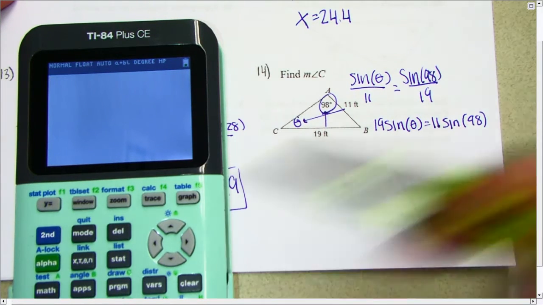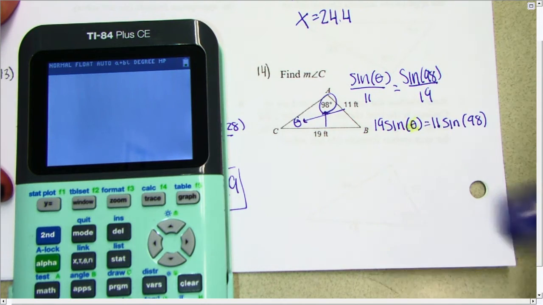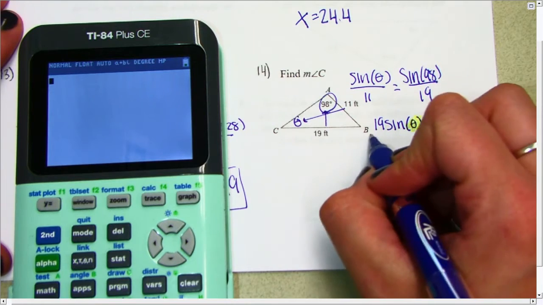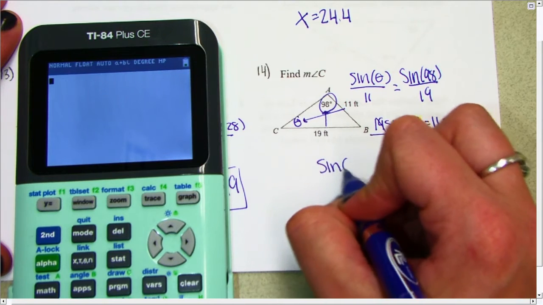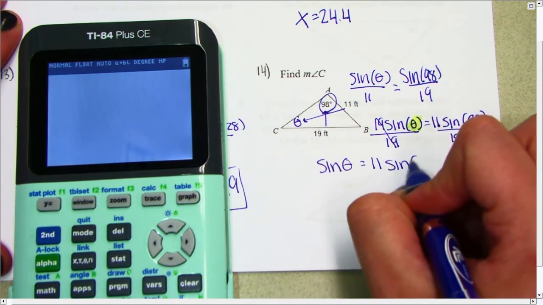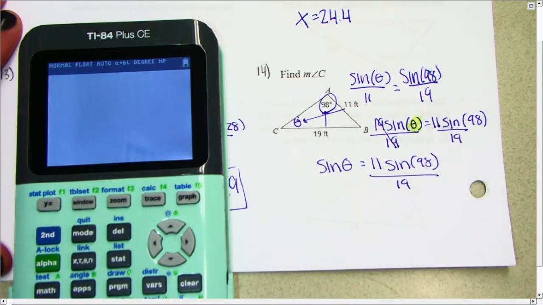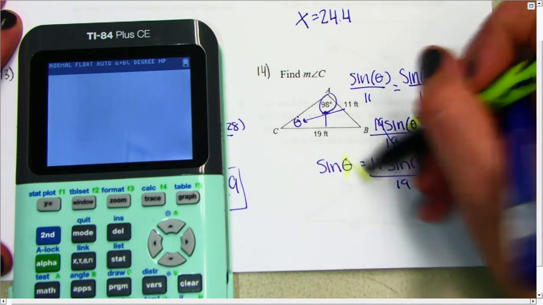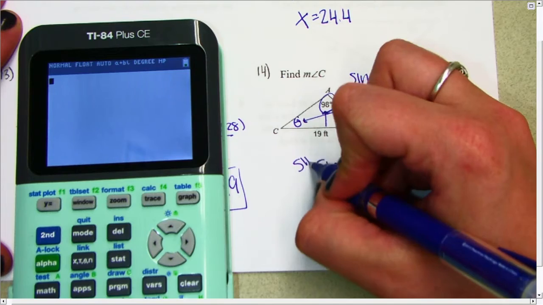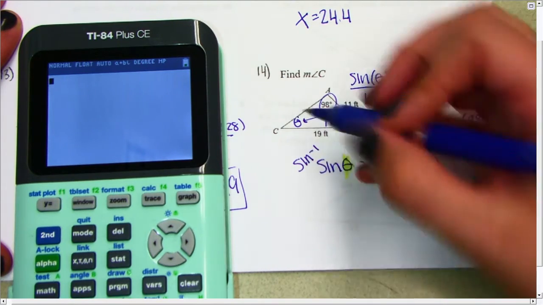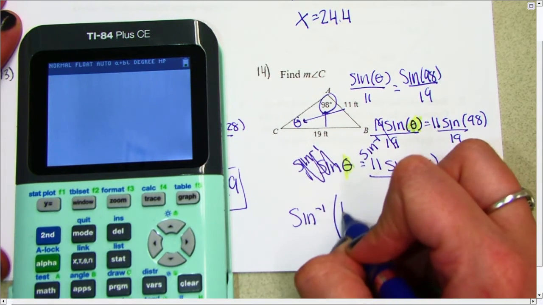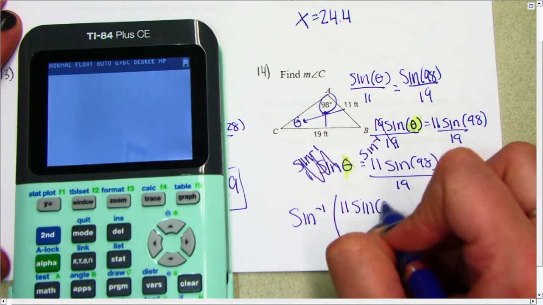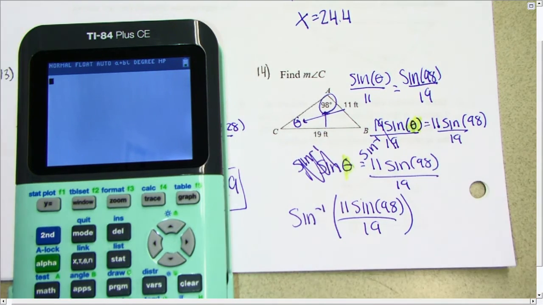Again, our goal is to solve for theta, so we must isolate theta. I can't just jump to using my -1, so I have to divide first. Divide both sides by 19. So I get sine of theta equals 11 sine of 98 over 19. Now to isolate theta, remember we use -1, so this is sine to the -1 on both sides. These will cancel. And in my parentheses, I'm going to have the whole fraction of 11 sine of 98 over 19. And we're doing that to the -1.